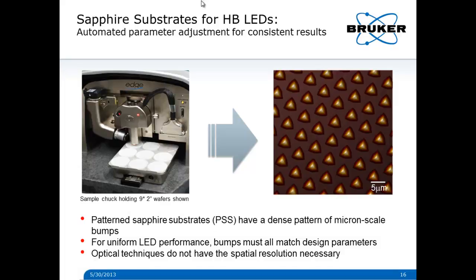For uniform LED performance, bumps must uniformly match the design parameters. For example, we don't want cut-off tops or tilts or anything like that. We need a uniformity of diameter, pitch, height, sidewall angle, roughness, etc. Optical techniques don't have the spatial resolution required to verify that the wafers are meeting design parameters, but ScanAsyst allows automated parameter adjustment for consistent results without user intervention.